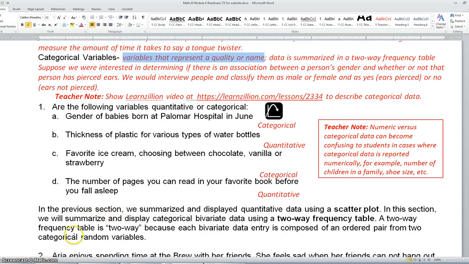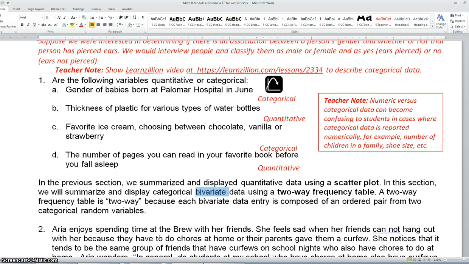And now let's just go through this. In the previous section, we summarized and displayed quantitative data using scatter plots. We've done lots of those, and you guys are really good at that. In this section, we'll summarize and display bivariate data, meaning two variable, using a two-way frequency table. A two-way frequency table is two-way because each bivariate data entry is composed of an ordered pair from two categorical random values. Let's see what that means.